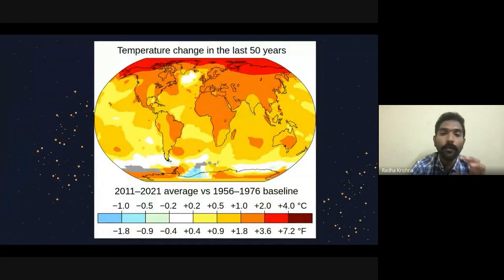Now, this is important because there is a certain observation that has been made, that temperature has been changing in the last 50 years, and the temperature is increasing, right?